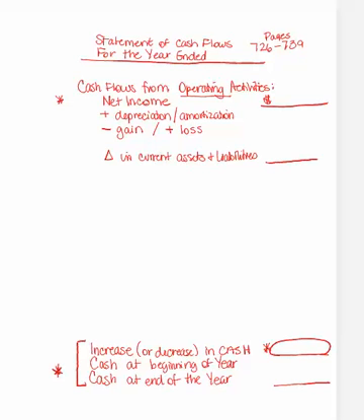So once you have added back your depreciation and any amortization, you've added any losses, and you've subtracted out any gains, and then we're going to evaluate all those changes in current assets and liabilities, then you'll get the answer to the first section of the cash flow statement, and that is going to be called net cash flow from operating activities.